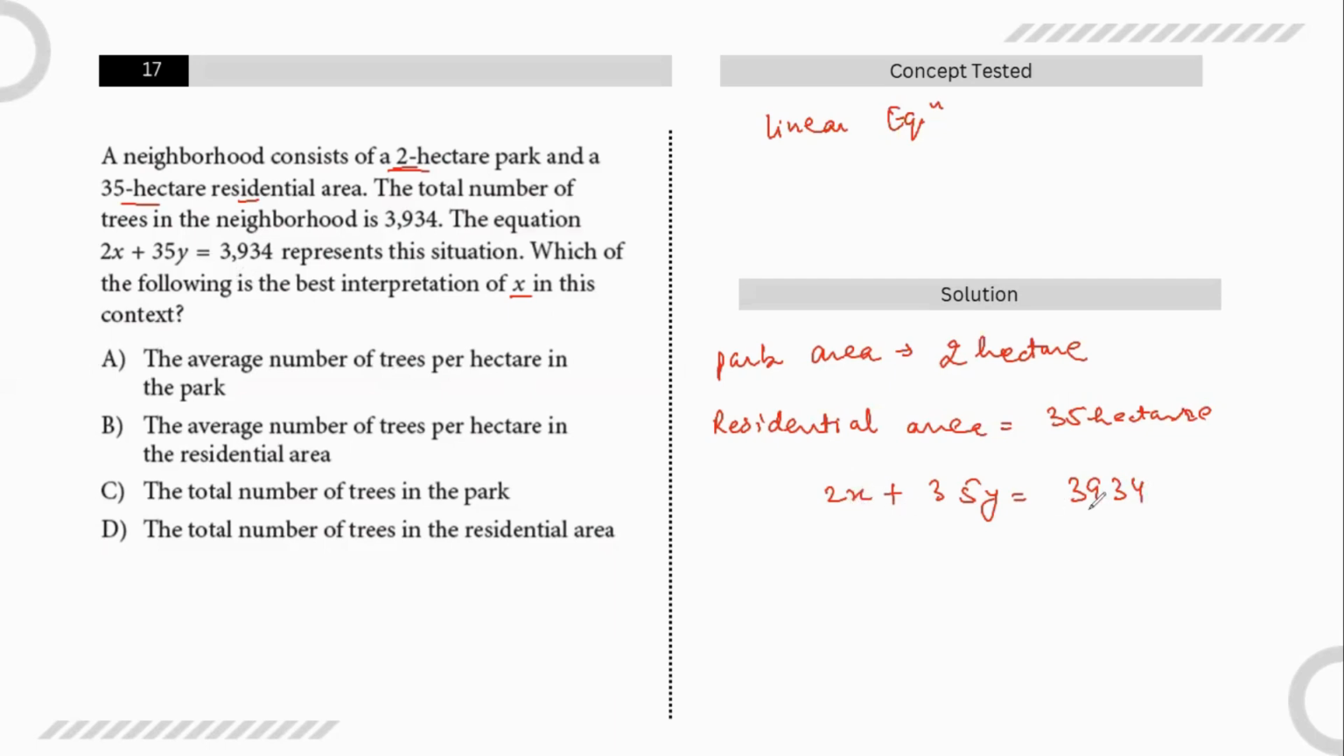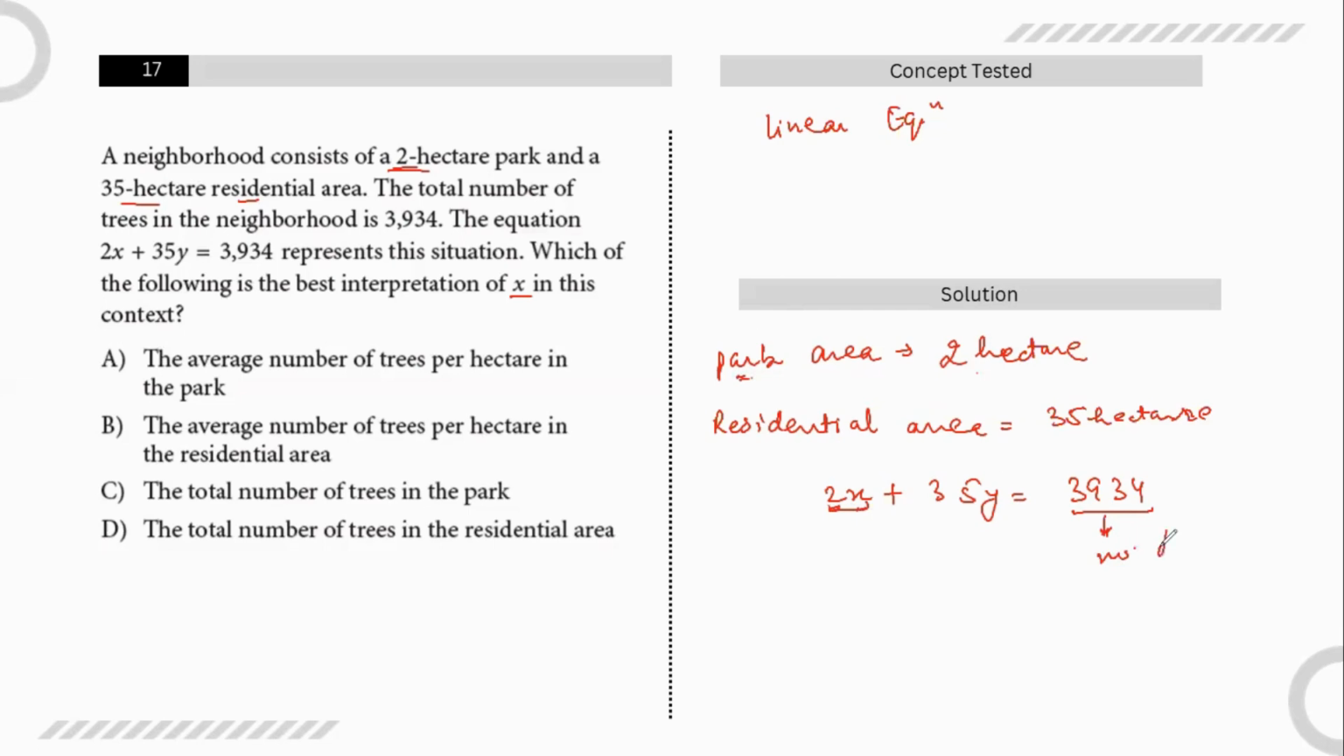Now you can understand this is the number of the trees, right? That's the total number of the trees. So that means on the left hand side, this also should be the number of the trees. 2 is hectare, 2 is the area. That means the area in which the trees are there. X must represent nothing else but the number of the trees in the park area.